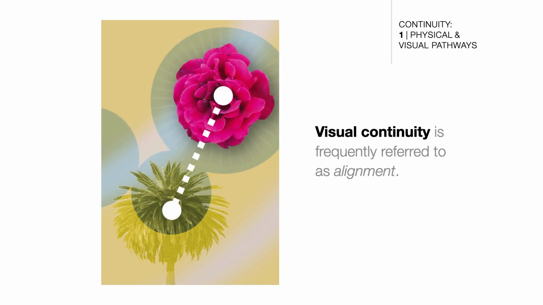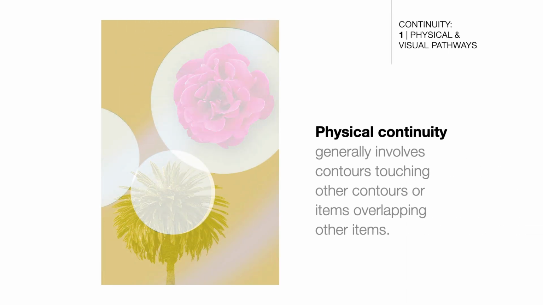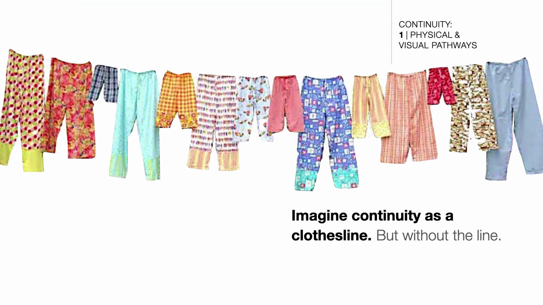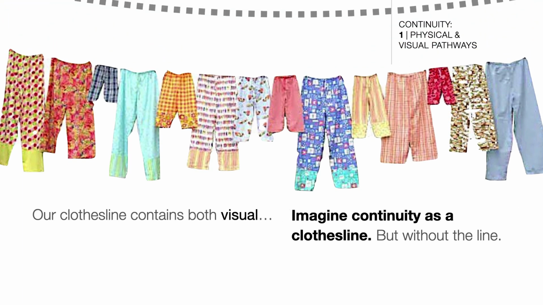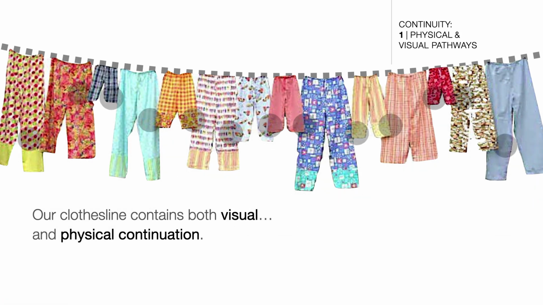Visual continuity is frequently referred to as alignment. Physical continuity generally involves contours touching other contours or items overlapping other items. Imagine continuity as a clothesline, but without the line. Our clothesline contains both visual and physical continuation.